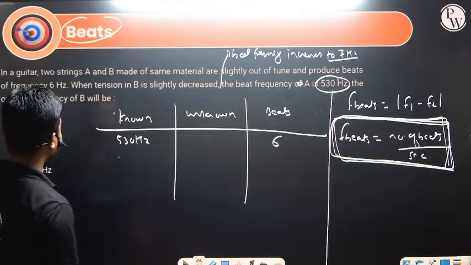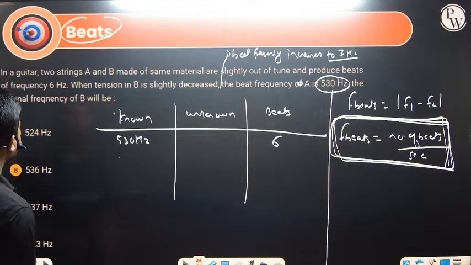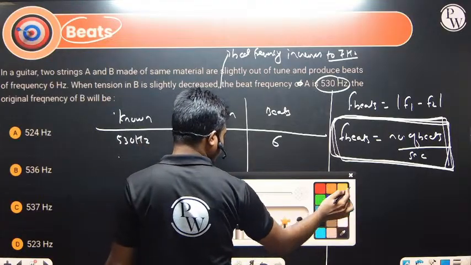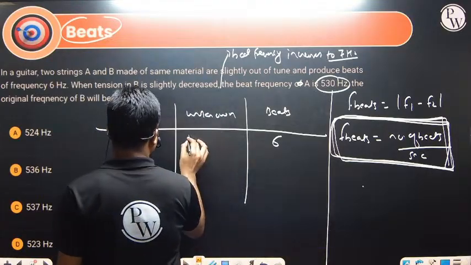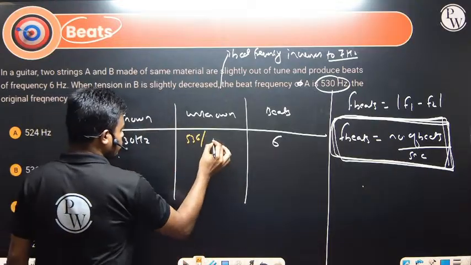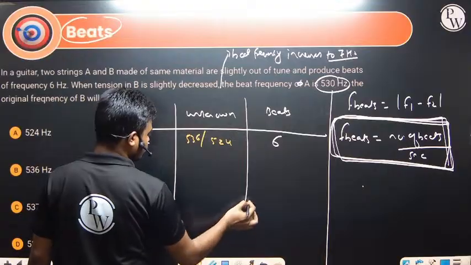And what is the beat frequency? Here we have 530 Hertz, and the beat frequency is 6. The possible values of the unknown frequency will be 530 plus 6, that is 536, or 530 minus 6, that is 524.